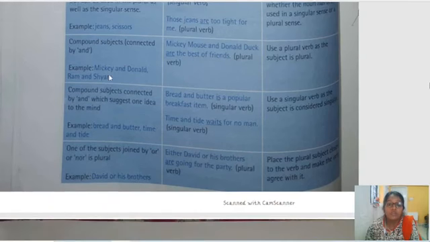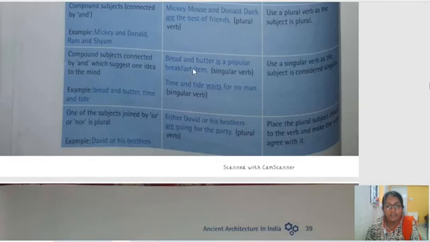But sometimes these compound words also take a singular verb. How? If they are treated as a single entity. Here is an example: bread and butter. Bread is different, butter is different, but bread and butter is a popular breakfast. I am not using are, I am using is. Why? Because I am treating bread and butter as a single entity. Like if I say idli and sambar is my favorite breakfast, there I can use is.